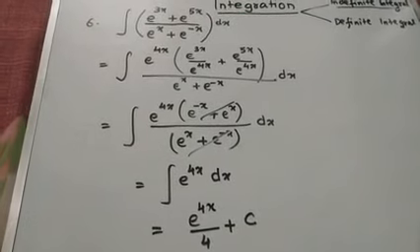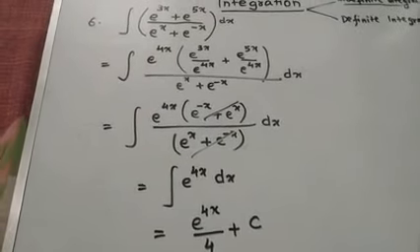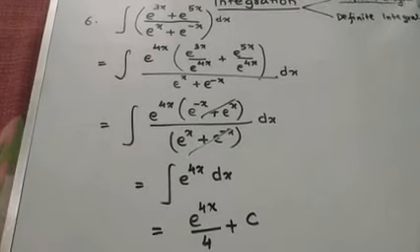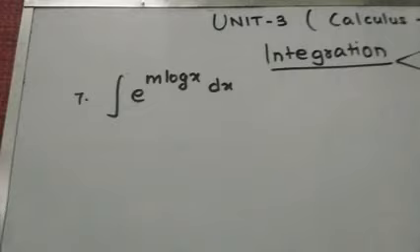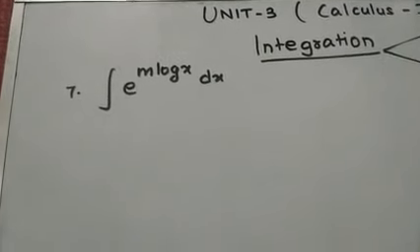So now the last question. This question is just a hint for your homework question. Follow the last question carefully. Question number 7, integration over e to the power m log x. Now whenever you see e to the power log, that means there is a chance of simplification. Now what is the simplification? I tell you, there is a formula e to the power log.